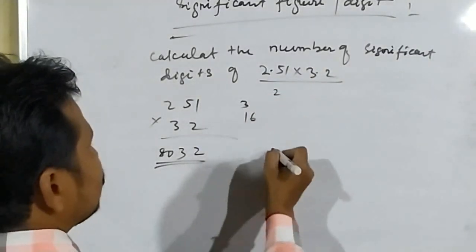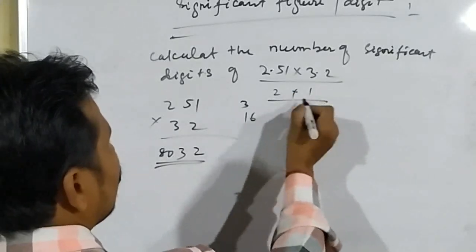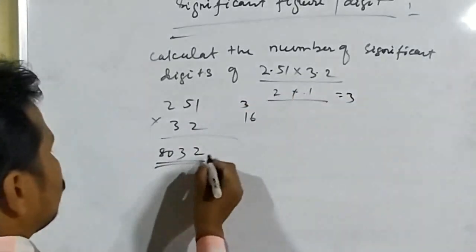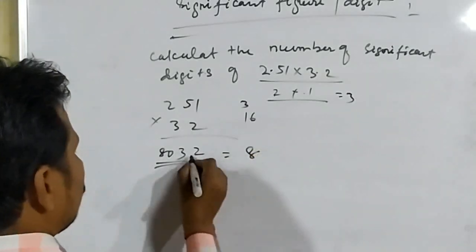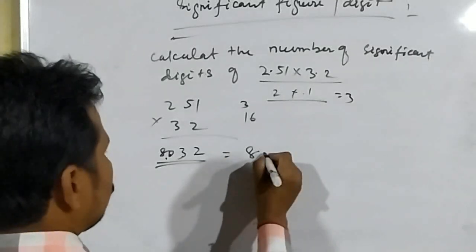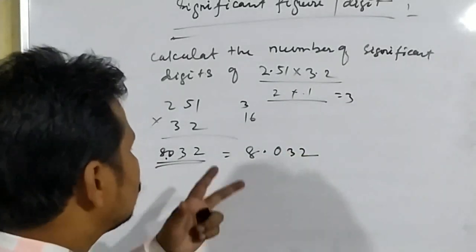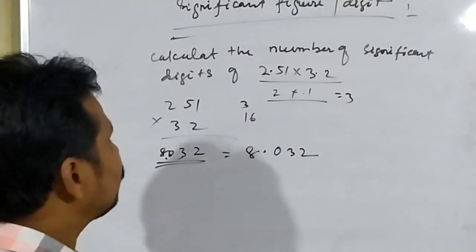After the decimal point 2 digits are present, and here after the decimal point 1 digit is present. So 2 plus 1 equals 3. So the decimal point will be here, and the result equals 8.032. Now we will count the number of significant digits.